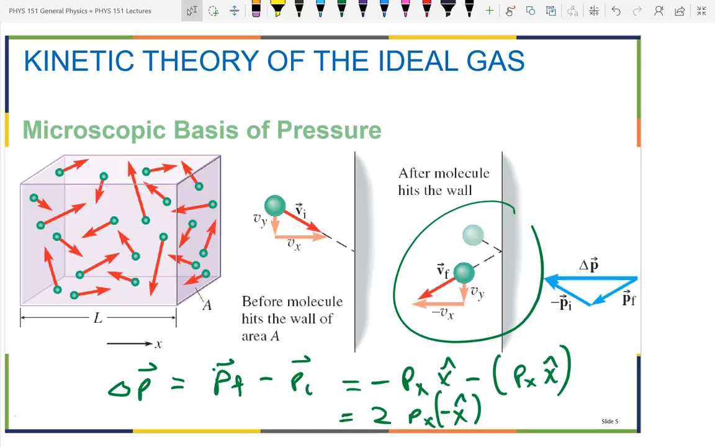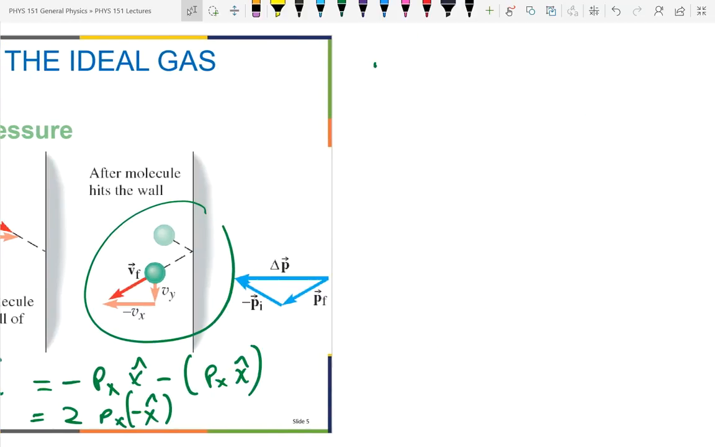That's my change in momentum for each collision. Now, according to Newton's second law, the net force in the x direction is equal to the change in momentum in the x direction over the change in time. Right? That's taking Newton's second law, the net force is change in momentum over change in time, and applying it specifically to the x direction. Well, I've seen how much the momentum changes for a single collision. What's the time for that collision? Right, because that's the delta t.